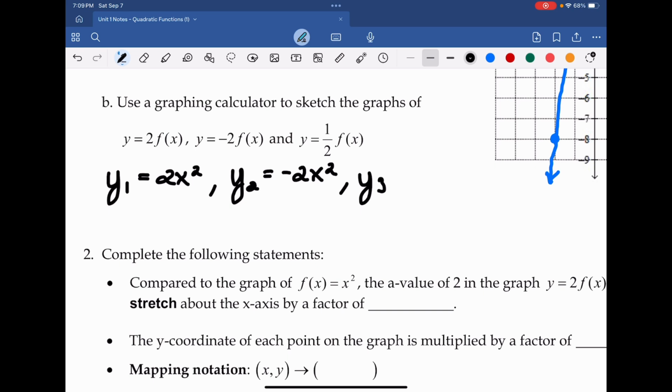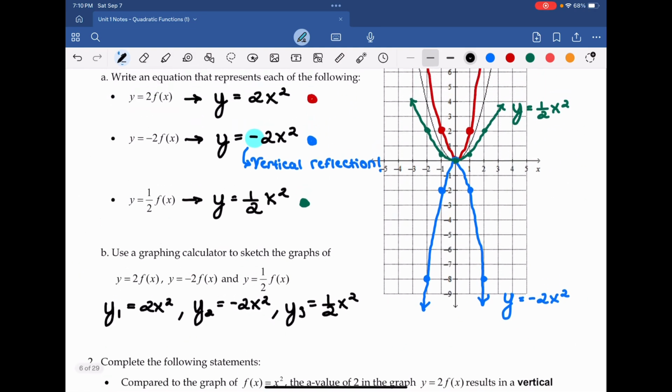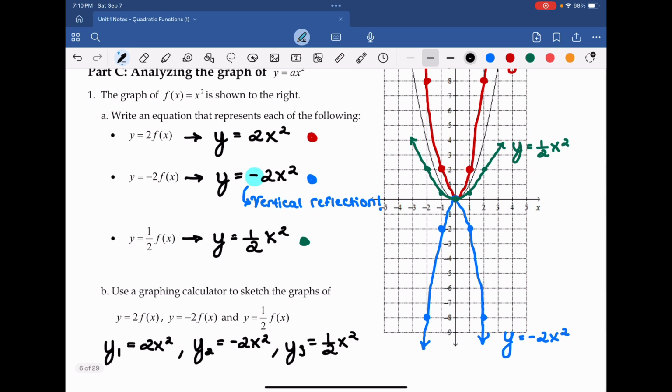Now for y3, or our third function, this is going to be 1/2 x squared. When you type all of these into y1, y2, and y3, you should get back to this where we have 2 of them that face upwards, 1 that faces down, or 2 that open up, 1 that opens down.